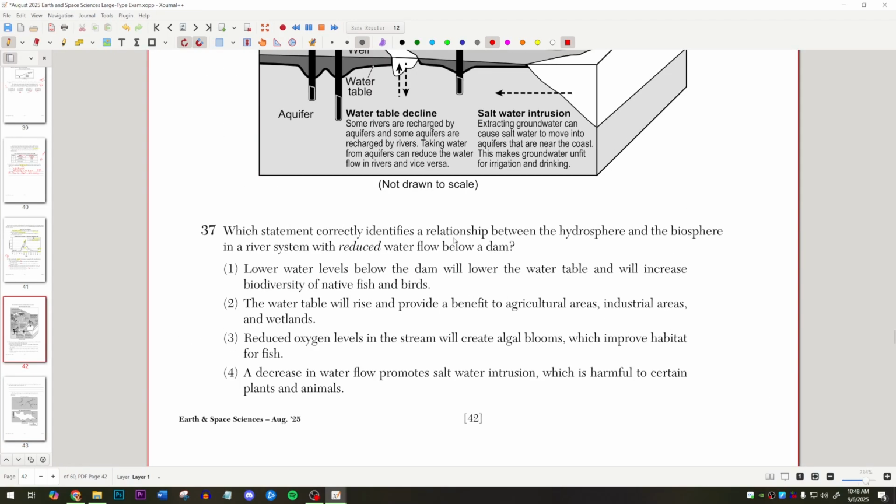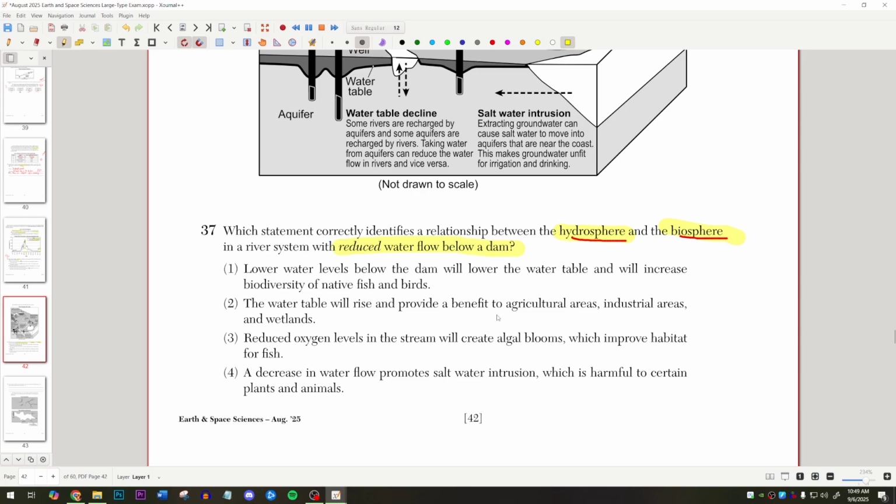Which statement correctly identifies a relationship between the hydrosphere and the biosphere? If you don't know this, hydrosphere is all the water and biosphere is the life. So water and life in a river system with reduced water flow below a dam. Okay, let's just see how this goes. Lower water levels below the dam will lower the water table and will increase biodiversity of native fish and birds. The water table will rise and provide a benefit to agricultural areas.